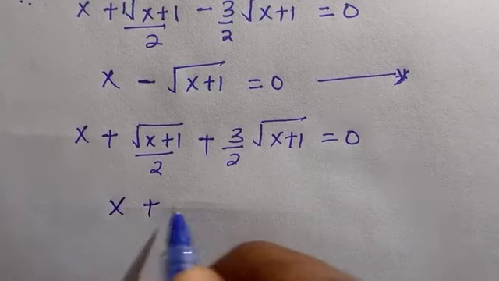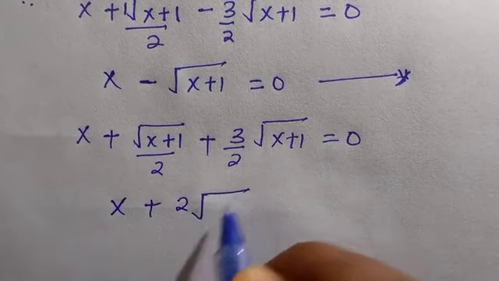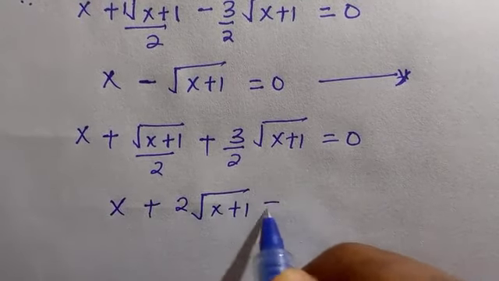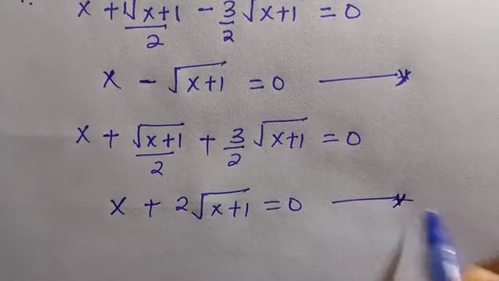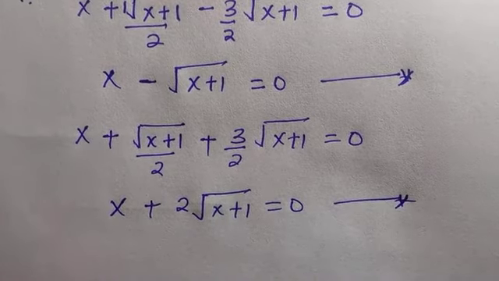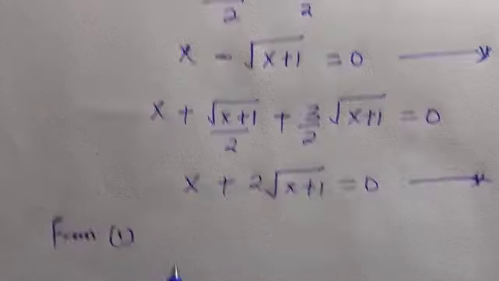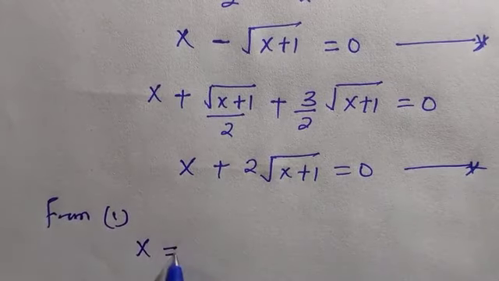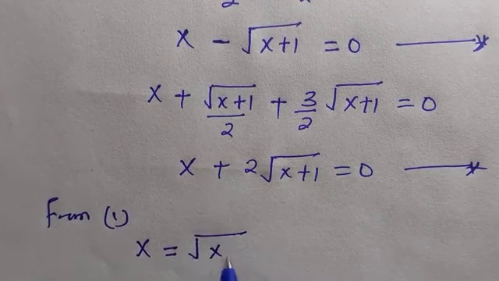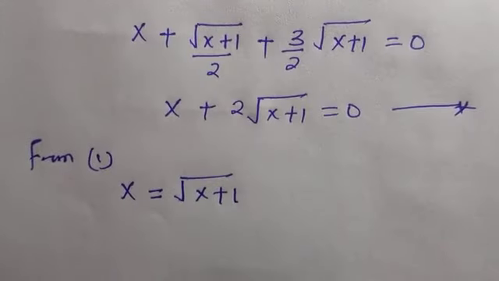And then for this as well, we have x plus 2 root x plus 2, by finding the LCM, so everything equals 0, and we also start this. So let's treat the first one, which is x minus root x plus 1.